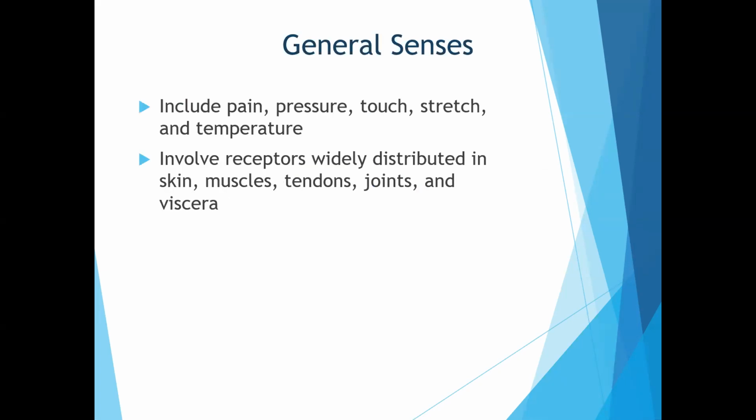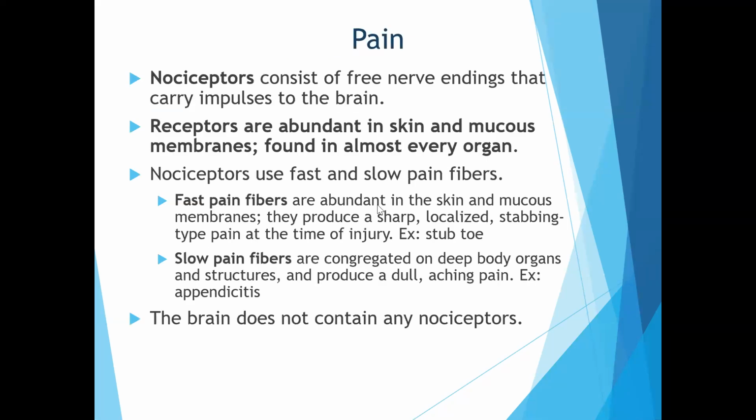Okay, diving a little further into our general senses. Remember, this is pain, pressure, touch, stretch, temperature. All of those are our general senses. These receptors are widely distributed. They can be in the skin, the muscles, tendons, joints, and our organs. Viscera is another name for organs, remember. So going back to pain, remember, pain is detected by nociceptors. These are abundant in the skin, our mucous membranes, and almost every organ.